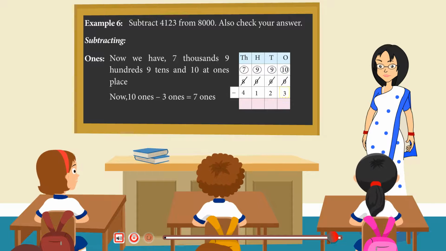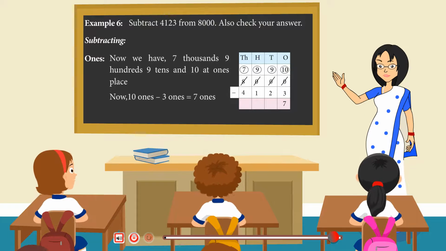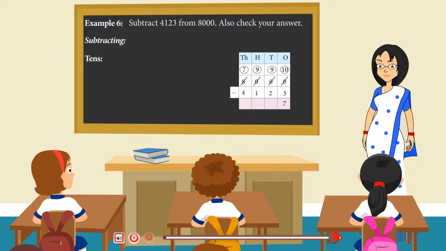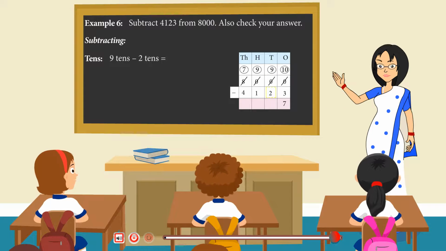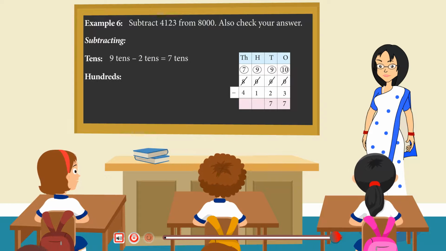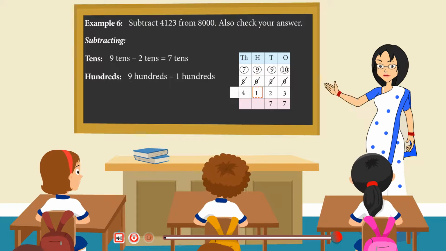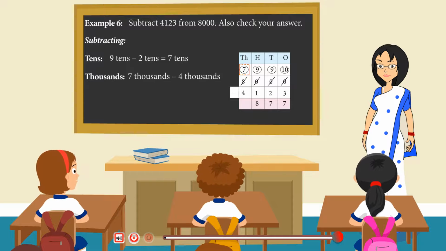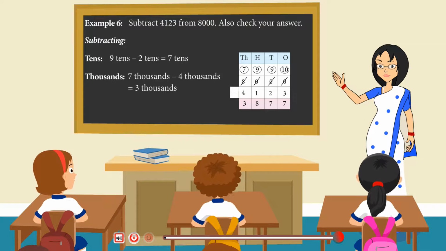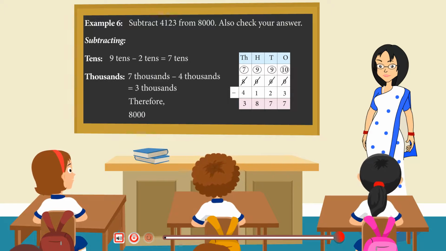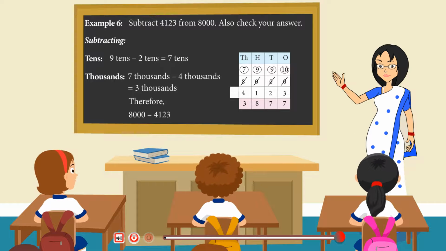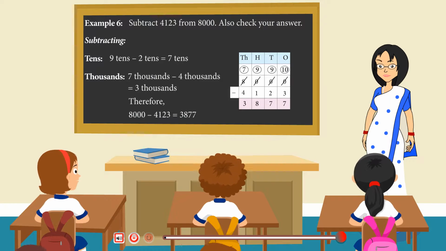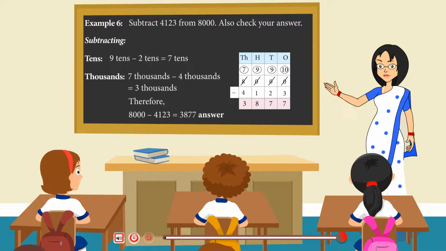Now 10 ones minus 3 ones is equal to 7 ones. Tens: 9 tens minus 2 tens is equal to 7 tens. Hundreds: 9 hundreds minus 1 hundred is equal to 8 hundreds. Thousands: 7 thousands minus 4 thousands is equal to 3 thousands. Therefore, 8,000 minus 4,123 is equal to 3,877. Answer.